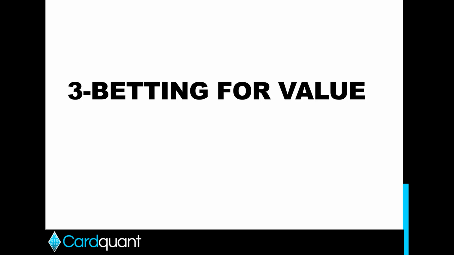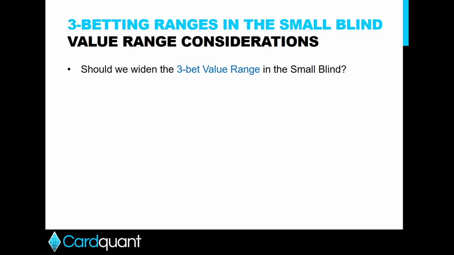Let's have a brief digression on 3-betting for value, and 3-betting for value is going to be deeply explored with a number of different opening ranges in this series, so this is more of an overview. The question would be, should we widen the 3-bet value range in the small blind? So should I be giving you a 3-bet value range for the big blind and a 3-bet value range for the small blind and have them be distinct and separated and then do the complementary range work? Or can we justify keeping just a single value range?